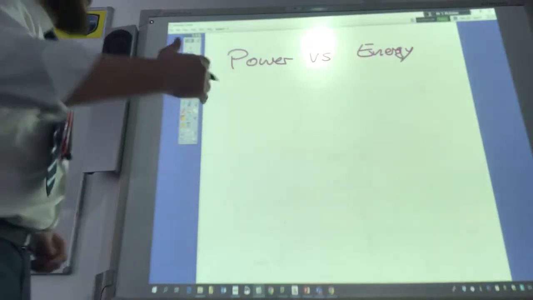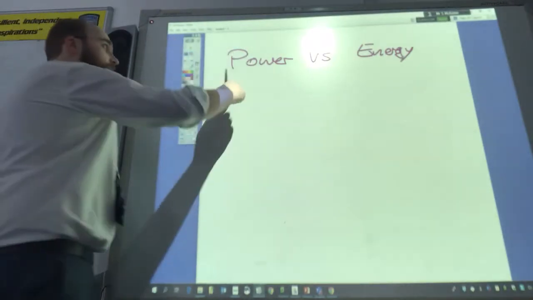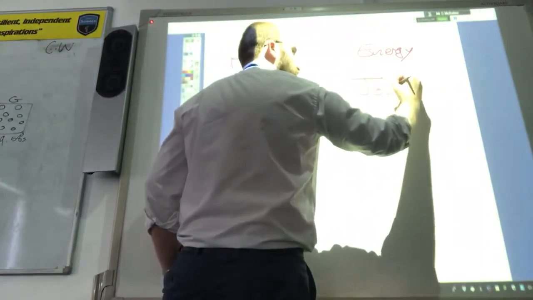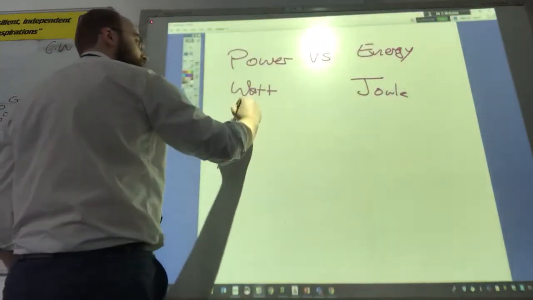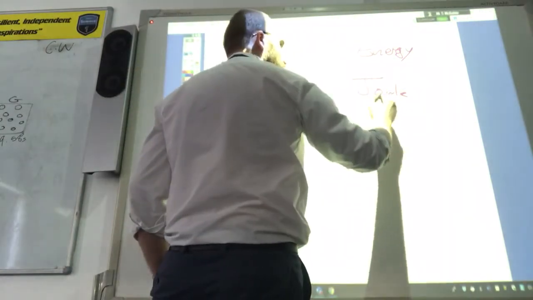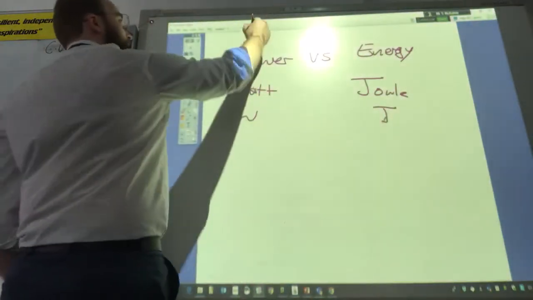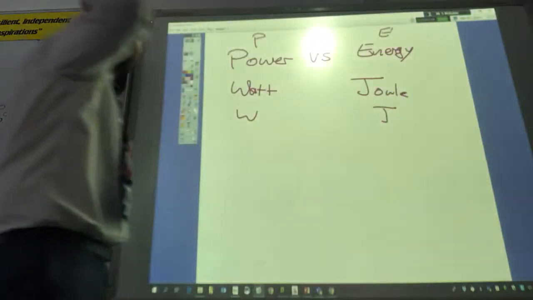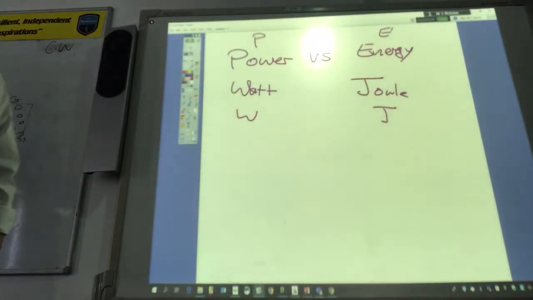Okay. Power versus energy. The unit of power is the watt. The unit of energy is the joule. The symbol for the unit of power is W. The symbol for the unit of energy is J. The symbol for power itself is P. The symbol for energy itself is E. You have to know those to be different things, separate units.